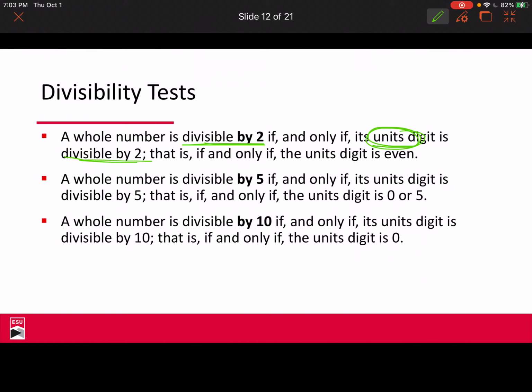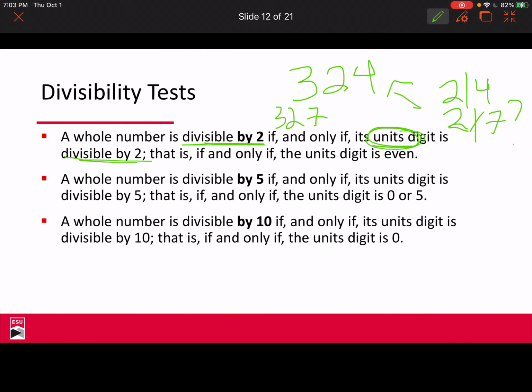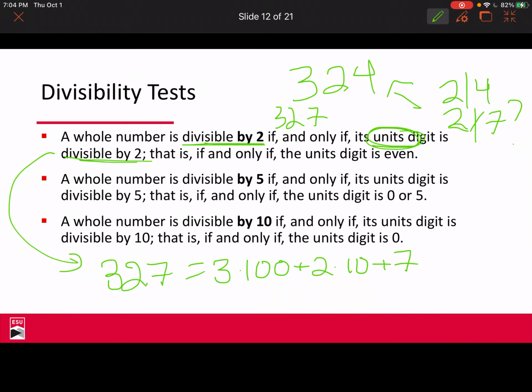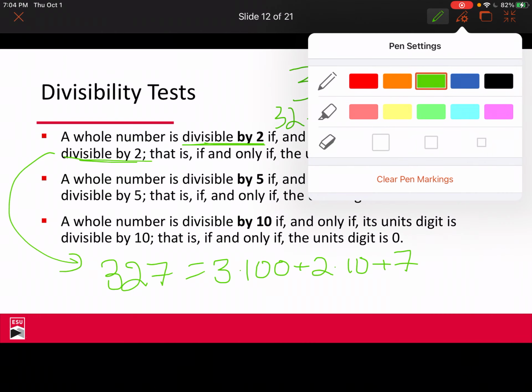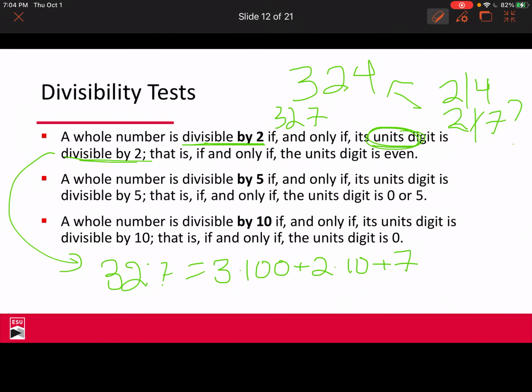And you might say, well, why do we only care about the units digit? Suppose we have 324. Why do we know that that's automatically divisible by 2 just because 2 divides 4? And why isn't it that, say, 327 isn't even because 2 doesn't divide 7? Well, let's think about place value. 327 is 3 times 100 plus 2 times 10 plus 7. And actually, instead of starting with the 7, let's start with 324.